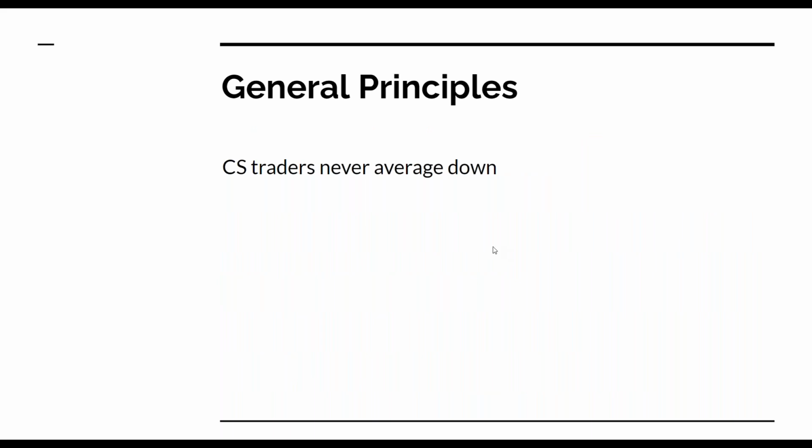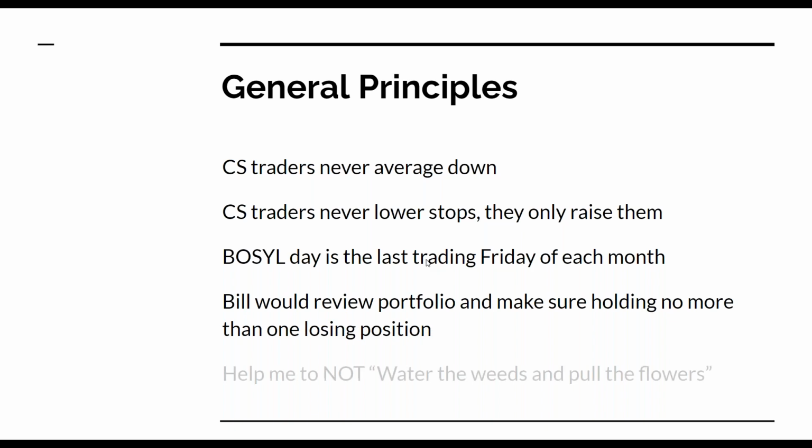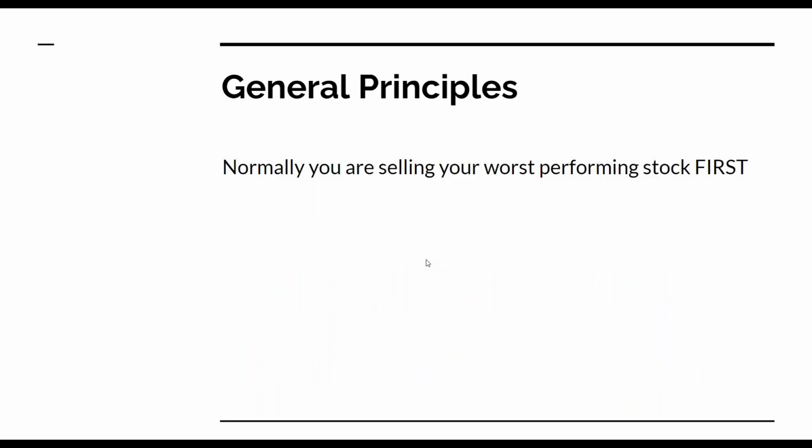Sell rules are things to remember. Sell rules are really in those 3 recent meetings I did. Canslim traders never average down. Canslim traders never lower stops. They only raise them. Basel Day, I call that Bill O'Neill Sell Your Loser Day. That's the last trading Friday of each month. So there was a period of time where he would look at his portfolio and he didn't want to hold more than one losing position on the last trading Friday of a month. So that's just a portfolio management rule, sort of helps you avoid watering the weeds and pulling the flowers.